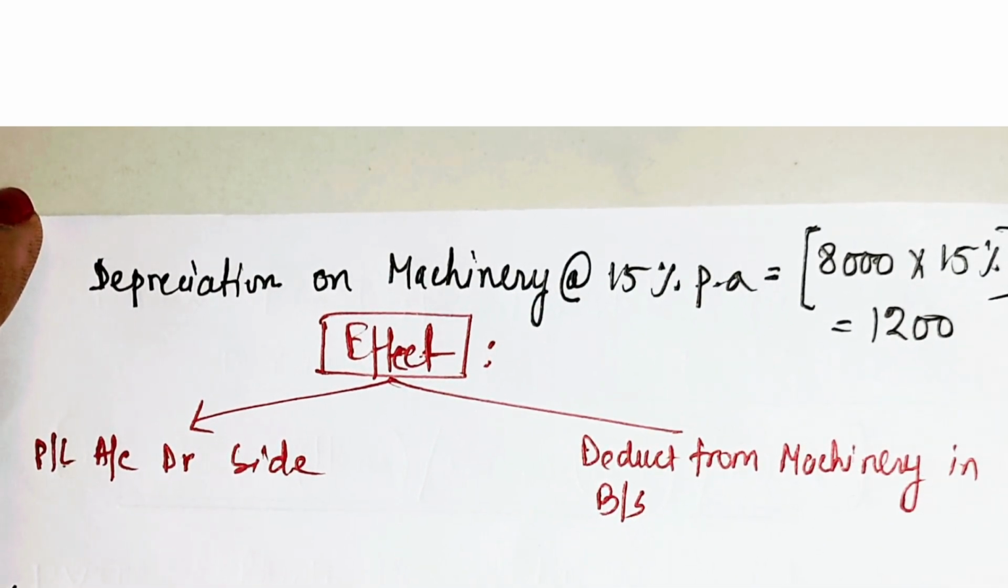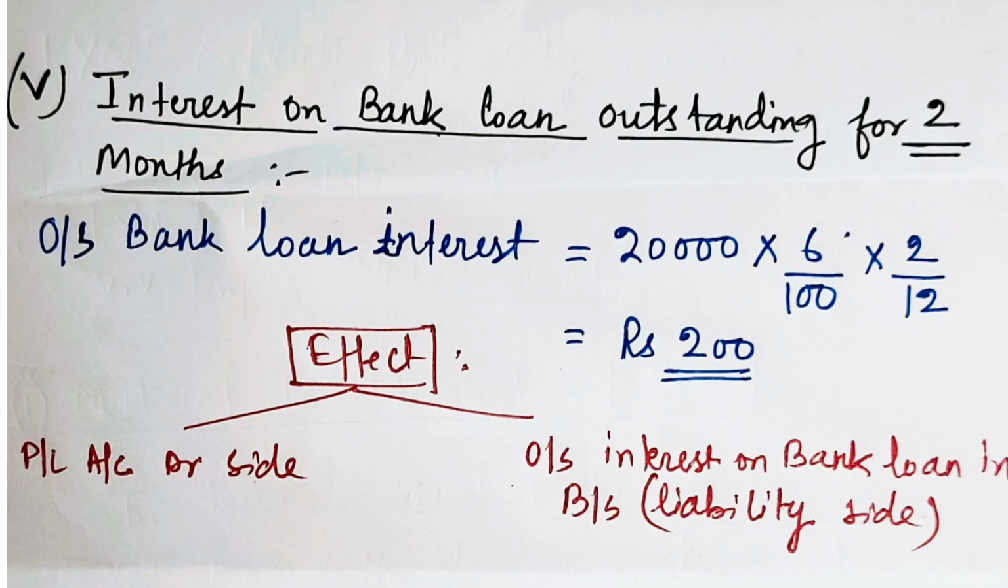Similarly, in case of machinery, depreciation is at the rate of 15% per annum. Machinery costing is, the value is given 8000, at 15%, that is 1200. So the effect will be again similar to the above one. PL के debit side में depreciation show करेंगे on machinery and in the balance sheet, we'll go to the asset side. From machinery, we'll deduct this depreciation.